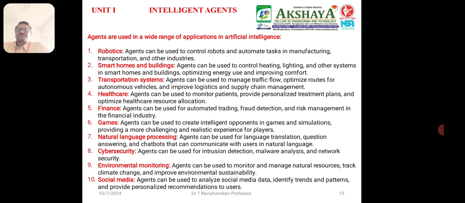Social media. The agent can be used to analyze social media data, identify trends and patterns, and provide personalized recommendations to users. There are many more applications, but only these ten specific and important applications we discussed today. Agents are used in a wide range of applications in artificial intelligence.